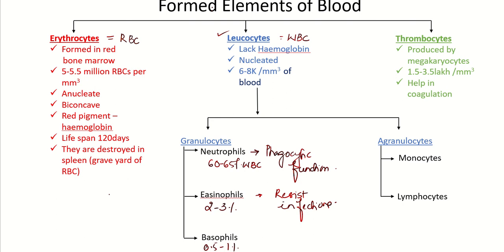So these basophils secrete histamine, the serotonin, and heparin. So allergic functions. Allergy is due to histamine. Serotonin is a vasoconstrictor, and heparin is the anticoagulant. So these three are involved in the inflammatory reactions.